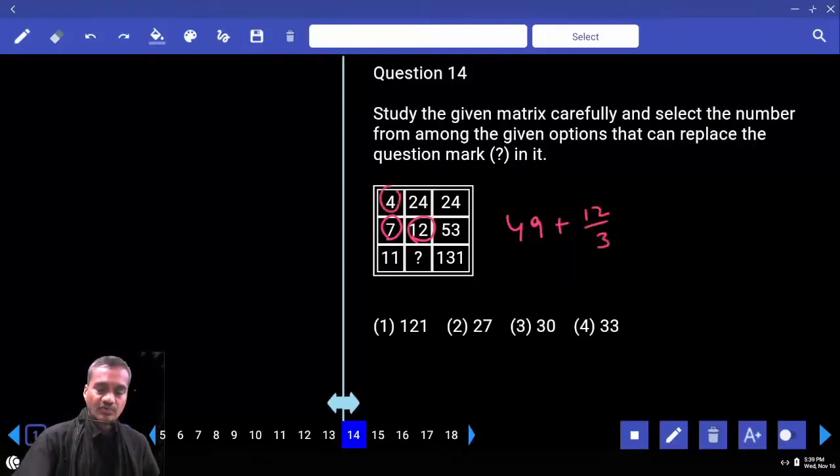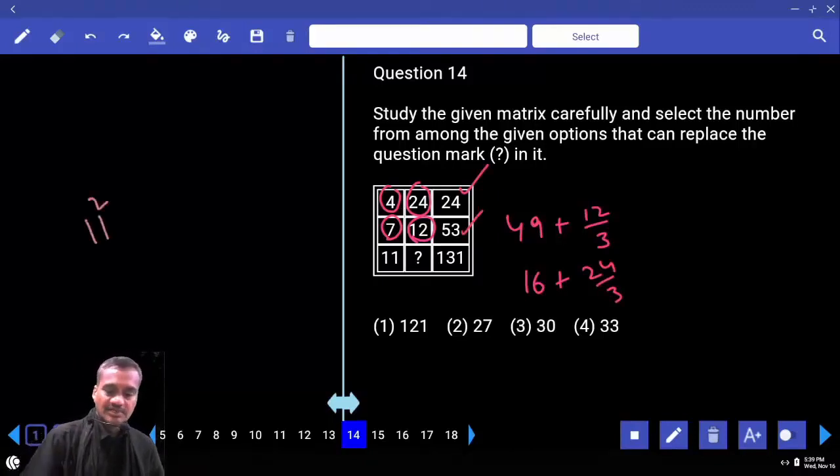And here again 4 square is 16 plus how much to be added? And this number divided by 3. 24 divided by 3 is how much? 8. 16 plus 8, 24. Correct? Now here also 7 square plus 12 by 3. Here 11 square plus something by 3 must be equal to 131.